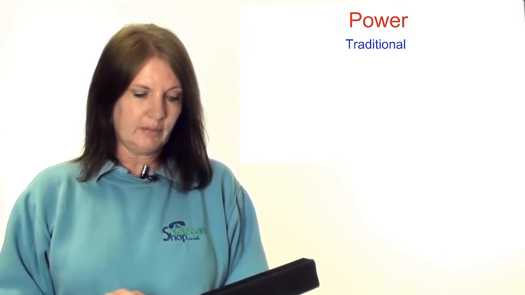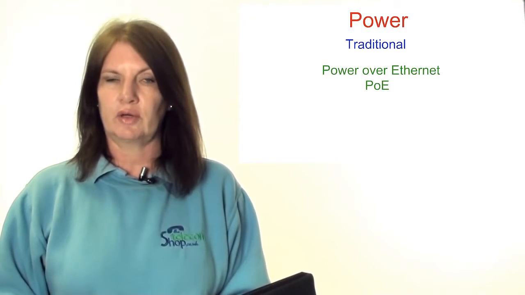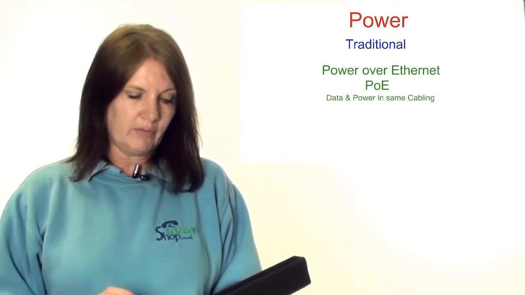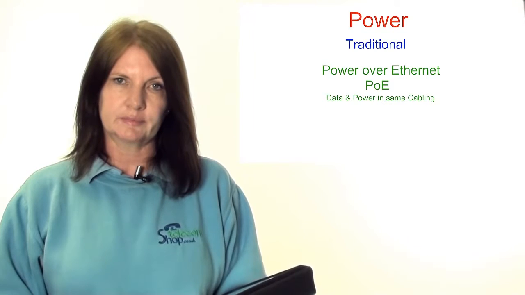Another area to consider is the area of power and how power is provided to your IP system. Now, it can be done using a traditional system, or it can be done using something called Power over Ethernet, or PoE. Now, Power over Ethernet is where power and data are provided in the same cabling.